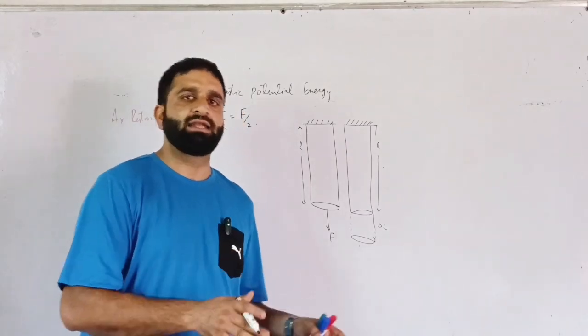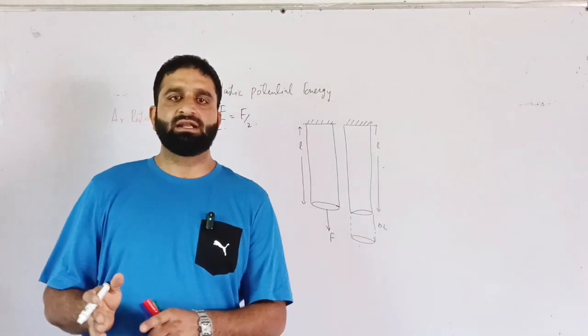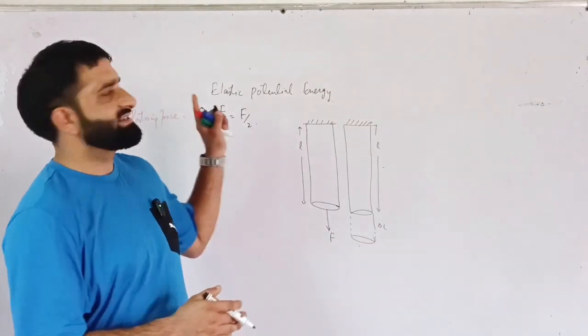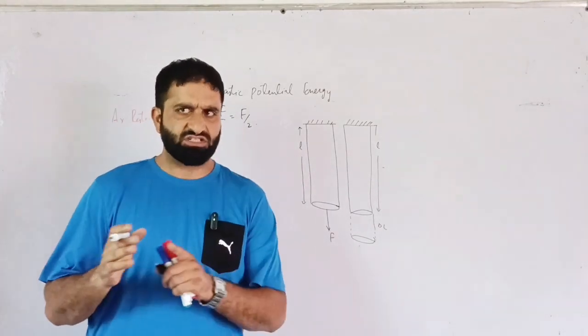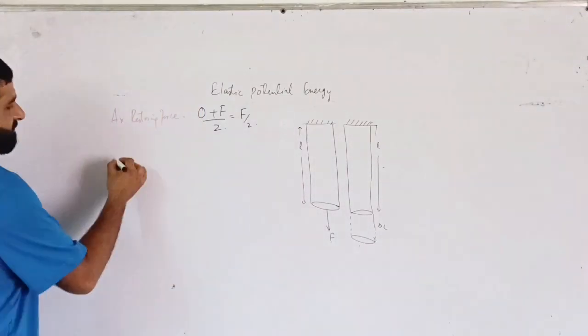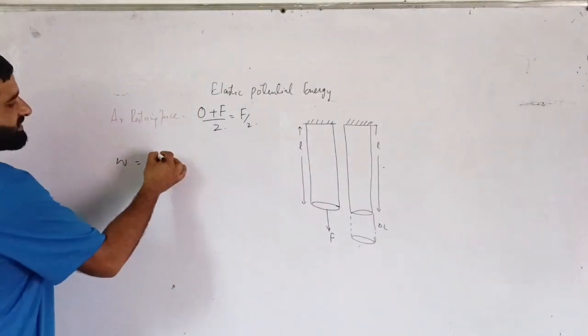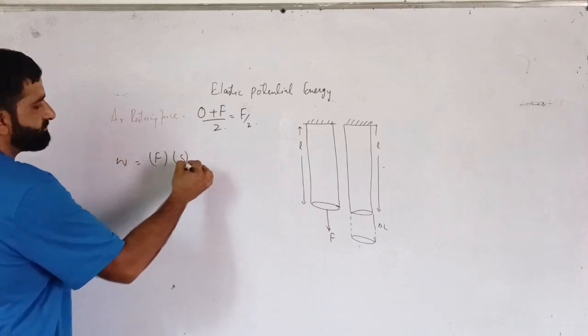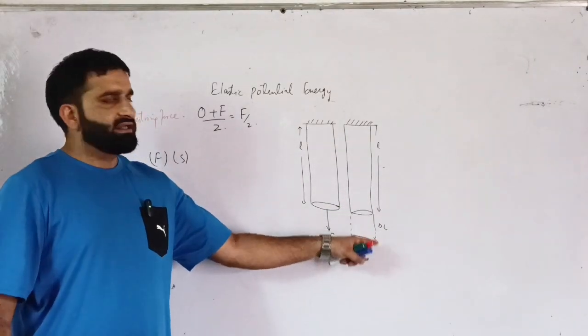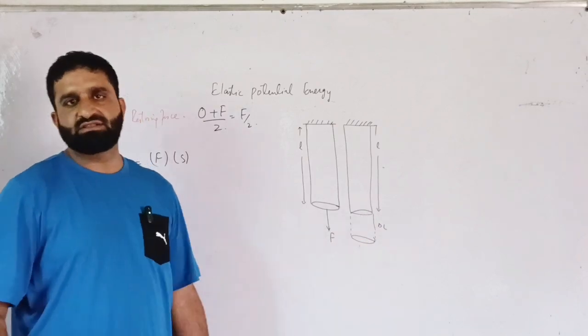So we have to work against that restoring force, and that work done against the restoring force is stored in the body as its potential energy, or elastic potential energy. So we just have to find the amount of work done against that restoring force. From the knowledge of work, energy and power, work is equal to force into distance, as the angle between the force and delta L, which is the increase in length, is 0 degrees.